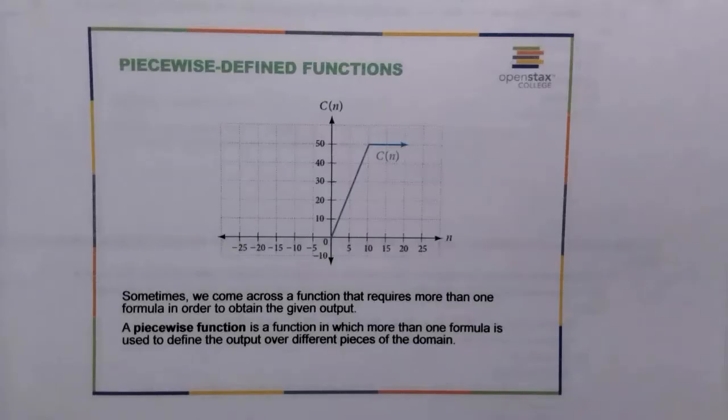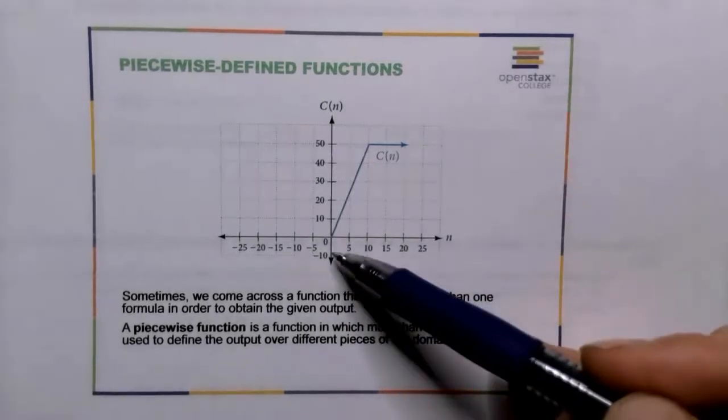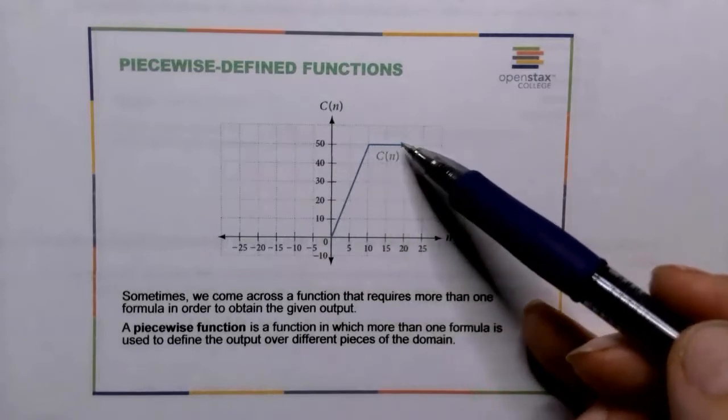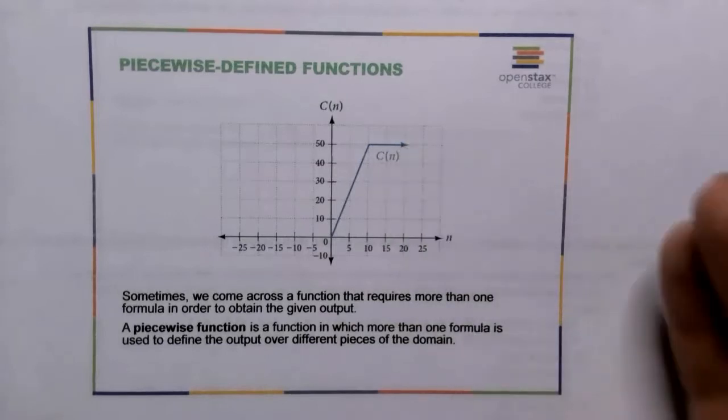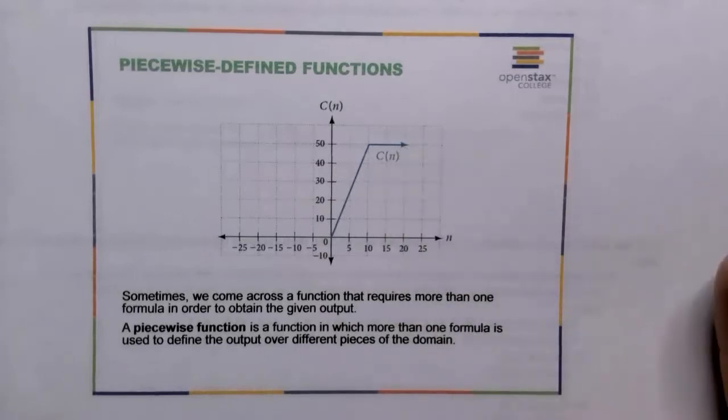Our next topic on the menu is piecewise defined functions. So what are piecewise defined functions? Well, sometimes we come across a function that requires more than one formula in order to obtain the given output. Such a function is called piecewise defined. For example, this function is composed of two pieces that behave differently.